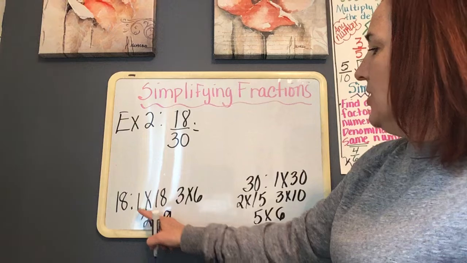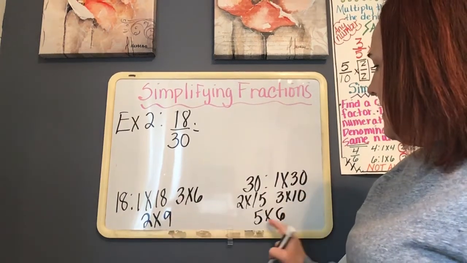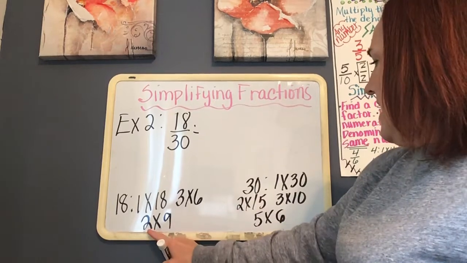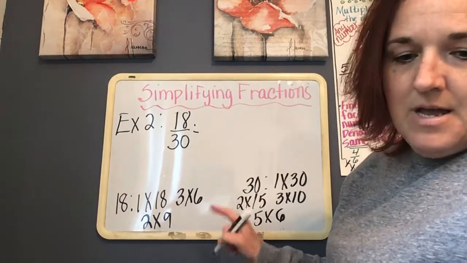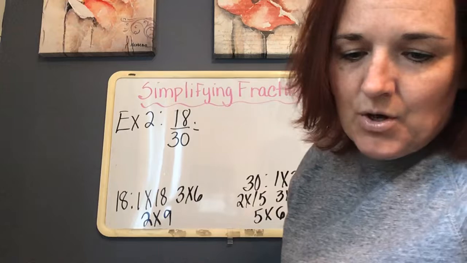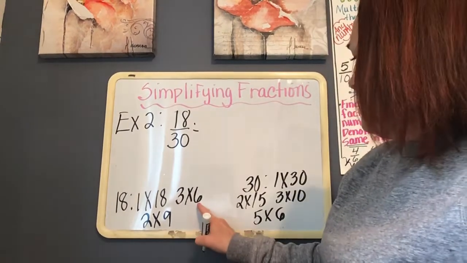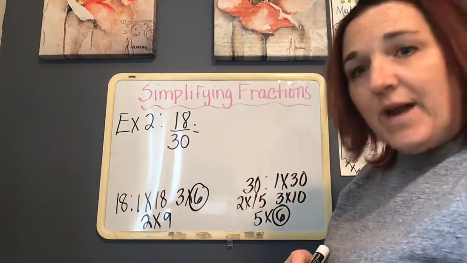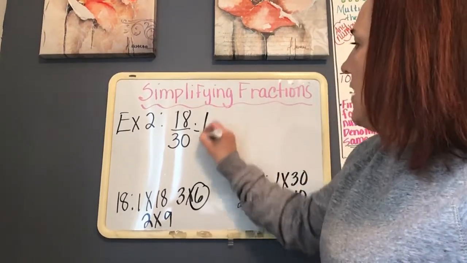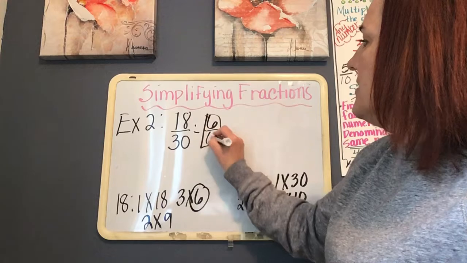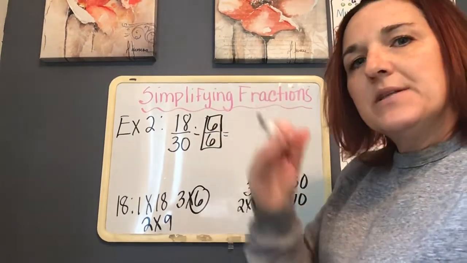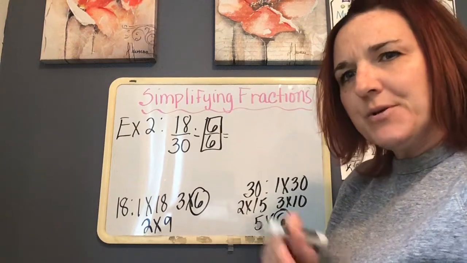So in this case, I'm going to look and I'm going to see that I have 3, I have 2, and I have 6. So 6 is going to be my greatest common factor. So I'm going to put it in my box. And the reason why I put it in a box is to show you that it has to be the same on the top and the bottom.